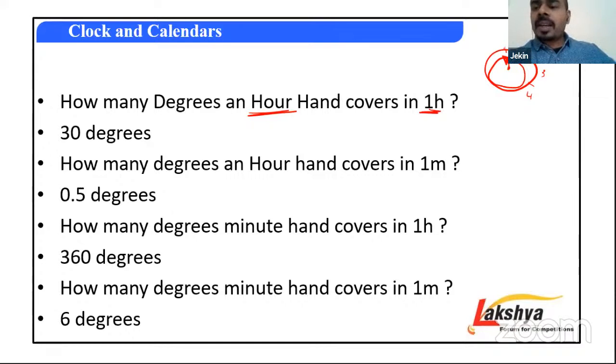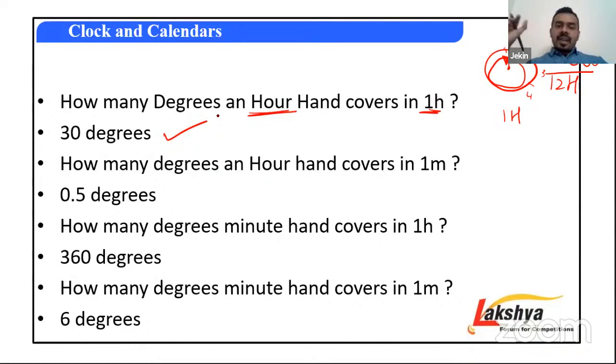What's the total time taken by the hour hand to cover 360 degrees? To cover 360 degrees, the hour hand takes 12 hours, right? Therefore, to cover 1 hour, an hour hand will take 360 divided by 12, 30 degrees. Is this clear? Therefore, an hour hand will cover 30 degrees in 1 hour.